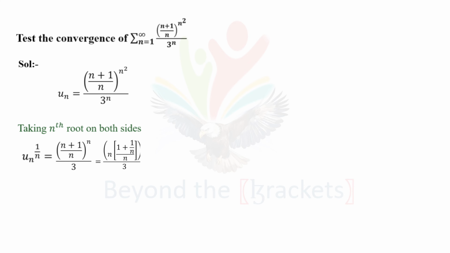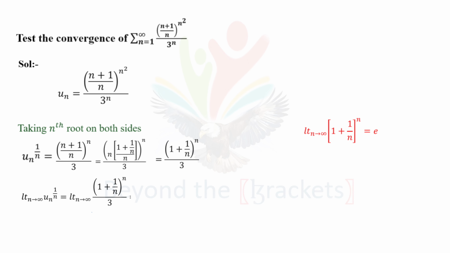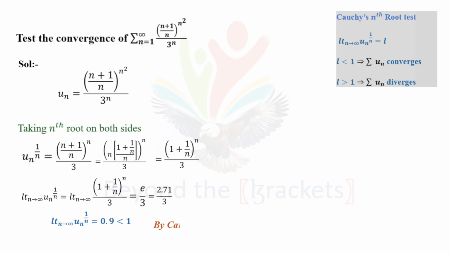Taking n common in the numerator, terms get cancelled and we are left with (1 plus 1 by n) power n divided by 3. Applying limit as n tends to infinity, we know that limit as n tends to infinity, (1 plus 1 by n) power n is e. So we obtain e by 3, that will be less than 1. Again by the root test, the given series is convergent.